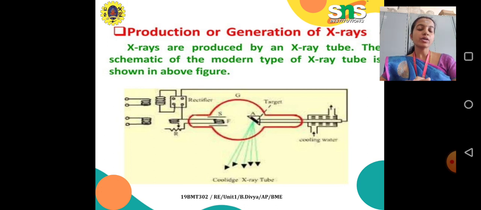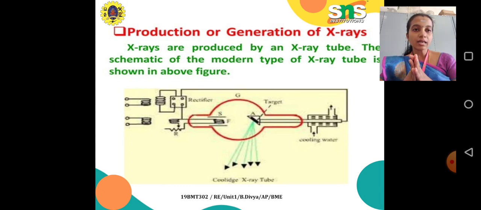In this video, we are going to see about the production or generation of X-rays. X-rays are produced by an X-ray tube. The schematic of the model type of X-ray tube is shown in the below figure. By using the X-ray tube, the X-rays are produced.